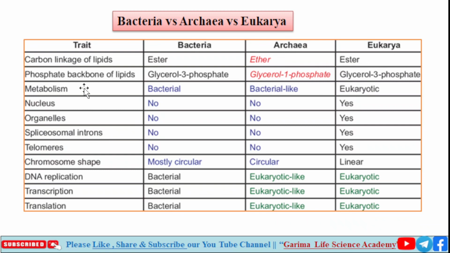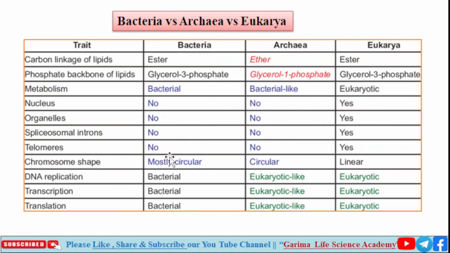The third trait is metabolism. Bacteria have bacterial metabolism. Archaea are also the same, like bacterial, but in eukarya it is eukaryotic metabolism. The fourth feature is nucleus. Nucleus is absent in bacteria and archaea but present in eukaryotes. Organelles are also absent in bacteria and archaea but present in eukaryotes. Spliceosomal introns: introns are also absent in bacteria and archaea but present in eukarya. Telomeres are also absent in bacteria and archaea and present in eukaryotes.